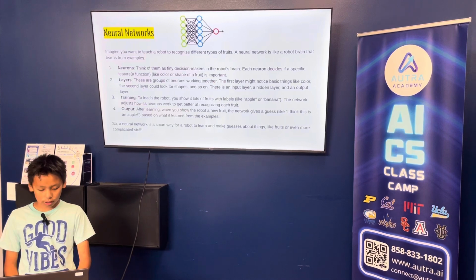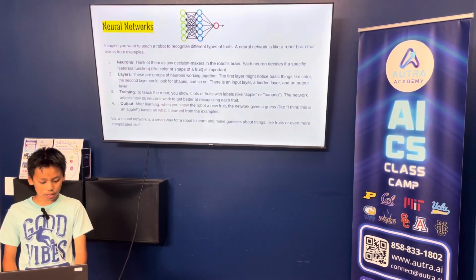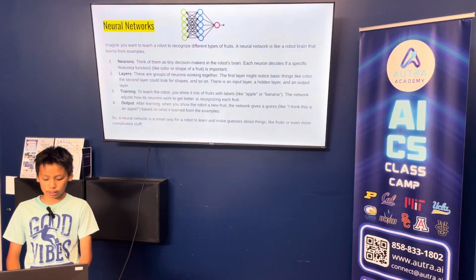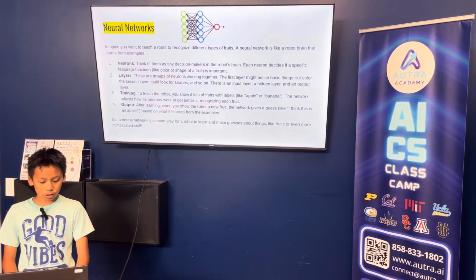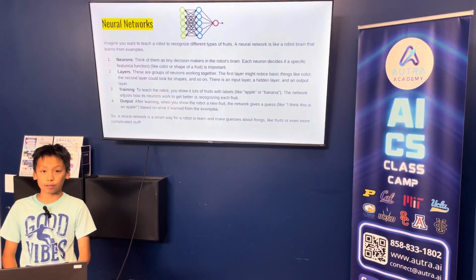Output. After learning, when you show the robot a new fruit, the network gives a guess like, I think this is an apple, based on what it learned from an example. So, a neural network is a smart way for a robot to learn and make guesses about things, like fruits or even more complicated stuff.